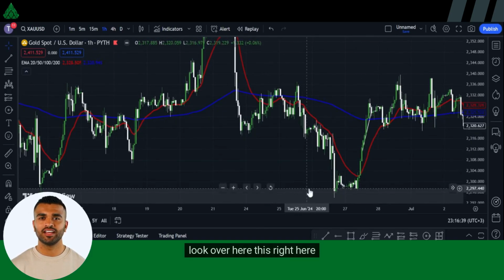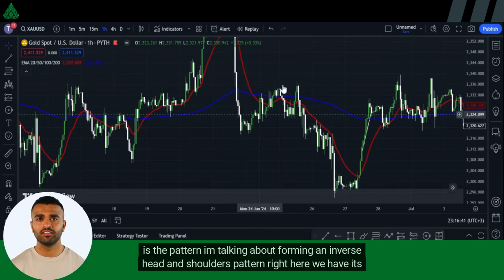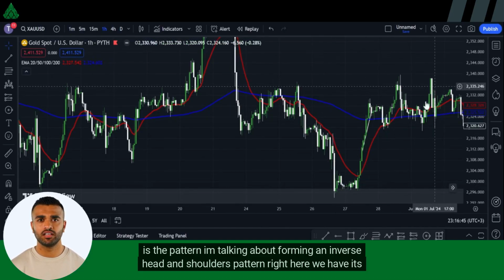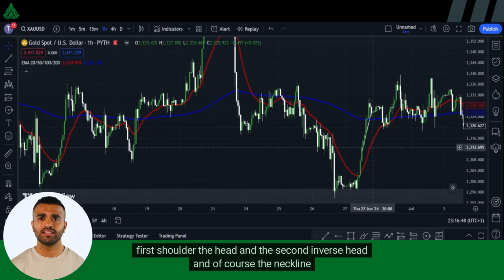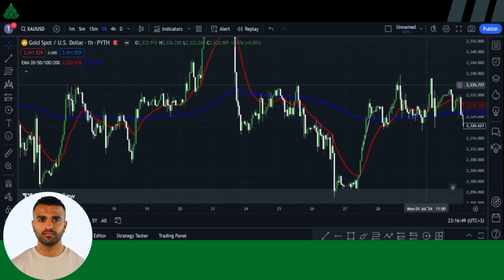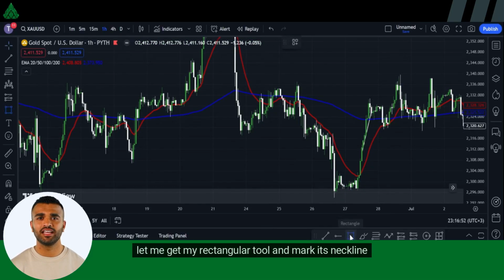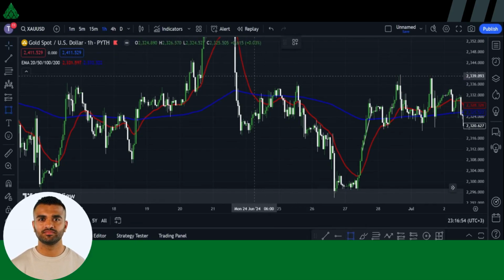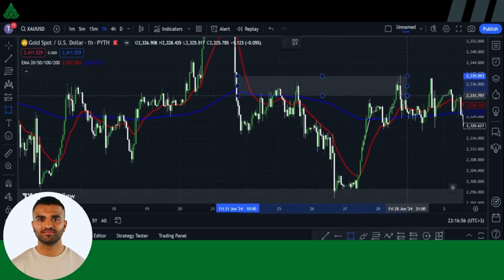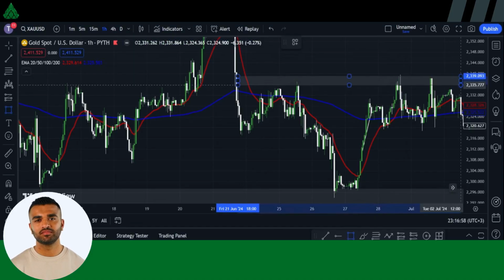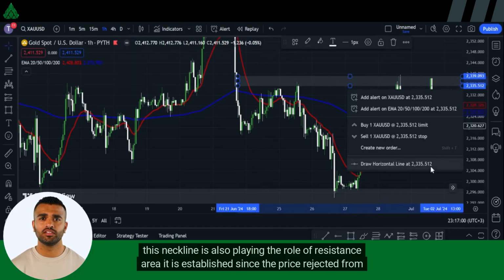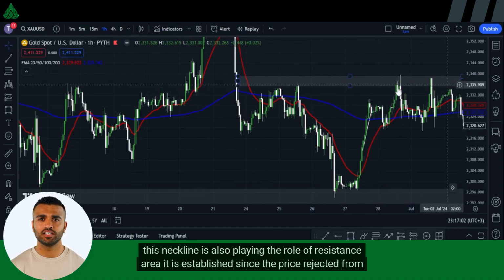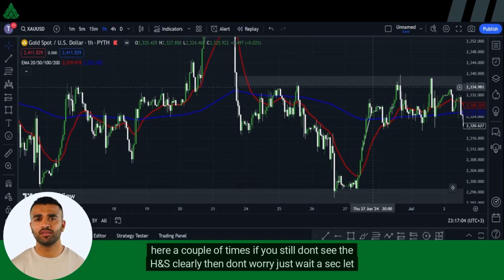Look over here, this right here is the pattern I'm talking about, forming an inverse head and shoulders pattern. Right here, we have its first shoulder, the head, the second shoulder, and of course the neckline. Let me get my rectangular tool and mark its neckline. This neckline is also playing the role of a resistance area. It is established since the price rejected from here a couple of times.